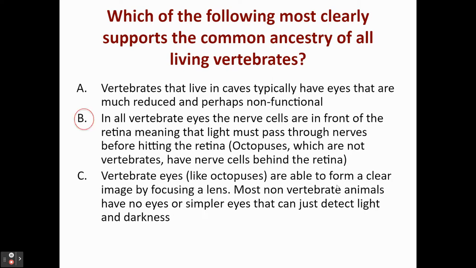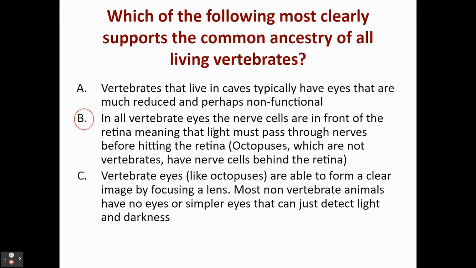Hopefully, you got the correct answer of B. Which of the following most clearly supports the common ancestry of all living vertebrates? A is incorrect because we're only talking about vertebrates that live in caves, not all vertebrates. C is also incorrect because it says most non-vertebrate animals have no eyes or simpler eyes that can just detect light and darkness. This is not telling us anything about the common ancestry amongst living organisms.